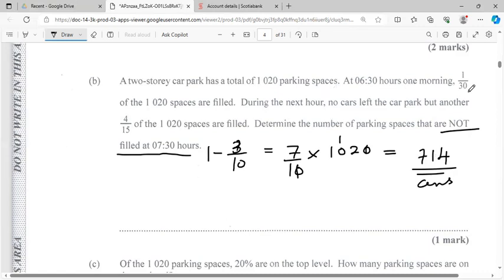Because we know we already added this up there, which works out to 3 out of 10. So that means the remainder would be 7 out of 10. And you get your 1 mark.